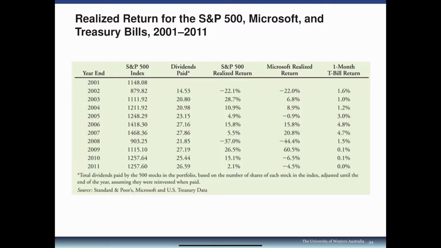So let's just say if you collect the data, you go ahead and calculate the S&P 500 realized return, you calculate the Microsoft realized return, you calculate the 1 month T-bill return. That's the information that we have, right? Saying that, here's an exercise. You can calculate all that return. And what we're trying to draw here is the next bit.